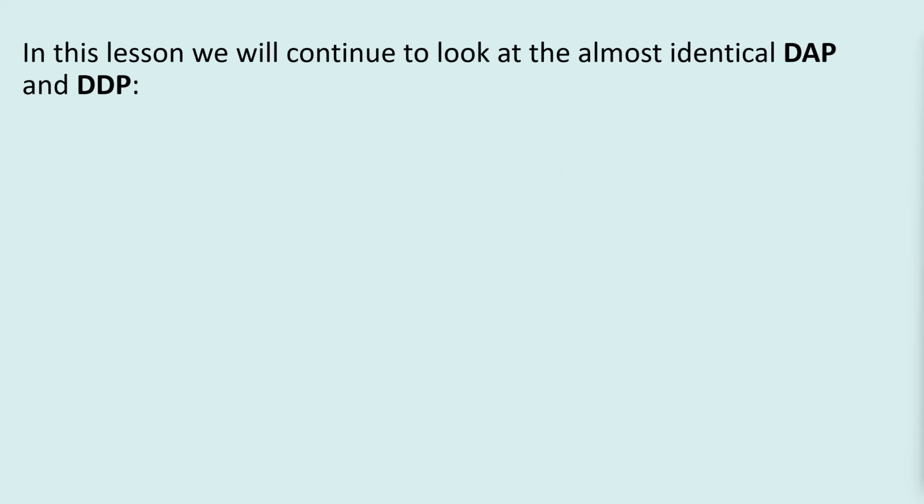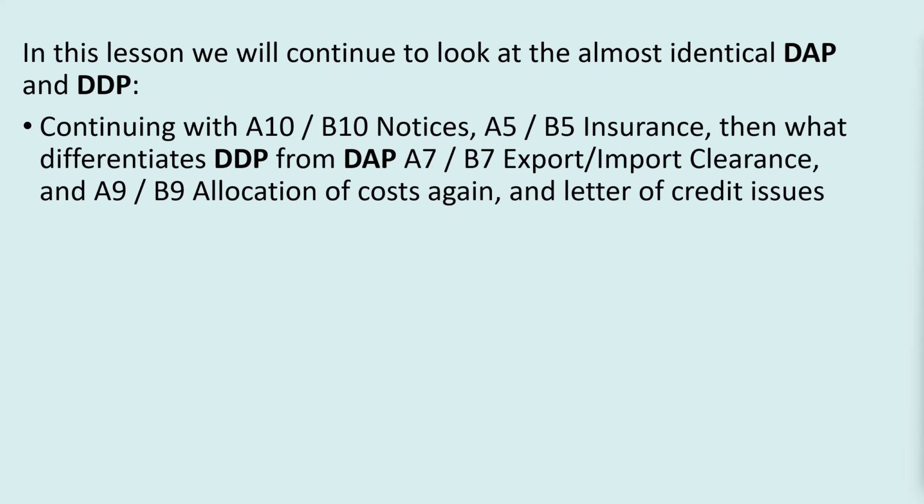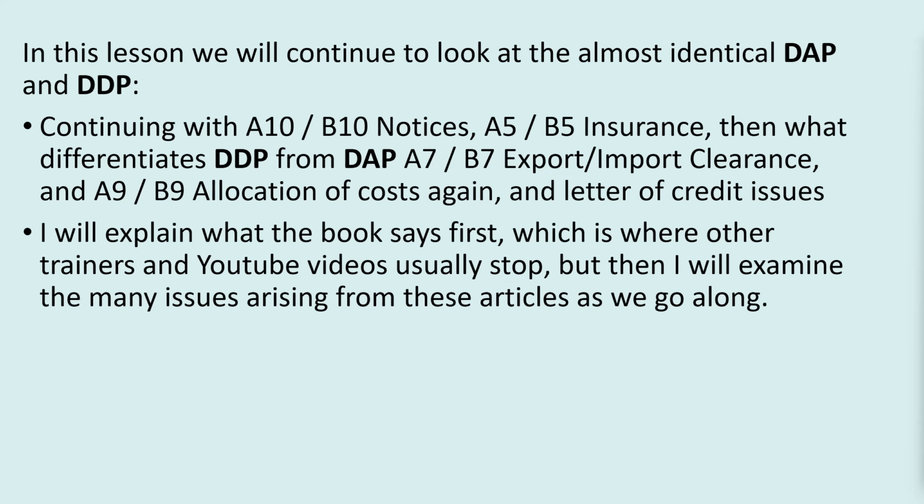In this lesson, we'll continue to look at the almost identical DAP and DDP, continuing with A10 and B10 notices, A5 and B5 insurance, then what differentiates DDP from DAP, that's A7 and B7 export and import clearance, and A9, B9 allocation of costs again, and letter of credit issues. I'll explain, as always, what the book says first, but then I'll examine the many issues arising from these articles as we go along.